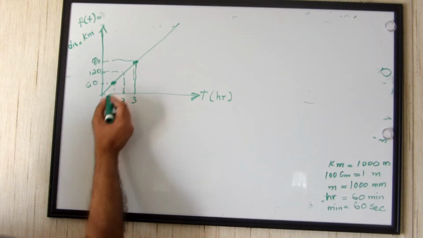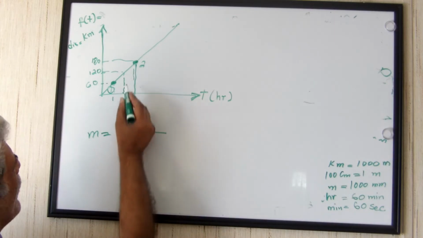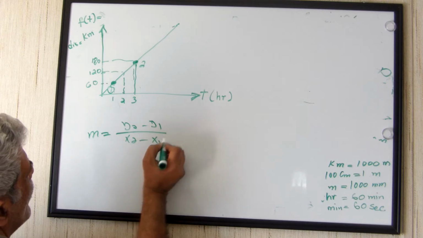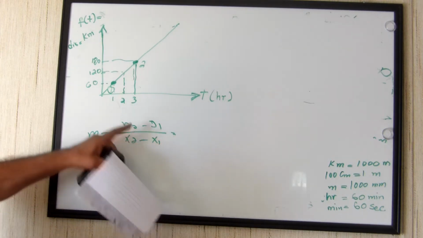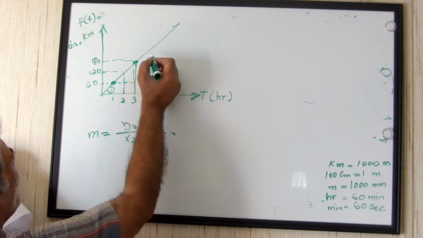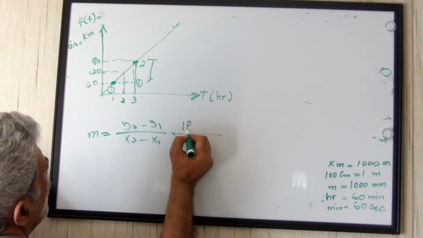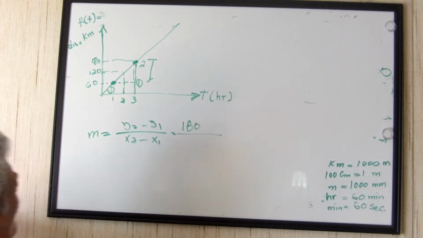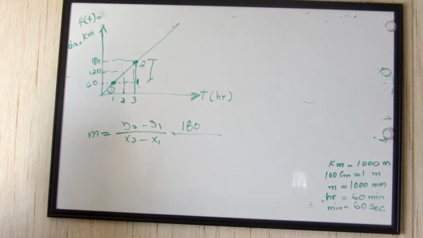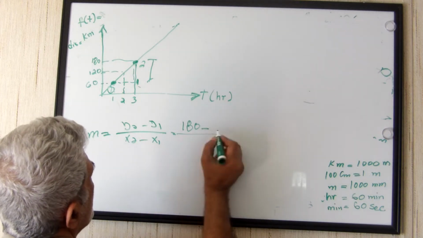So we say we know two points. m is equal to y2 minus y1 over x2 minus x1. That means the difference of the y's. From here to here, we say y2. Y2 is here, this is y1. Y2 here is 180, and at point 1, y1 is 60.